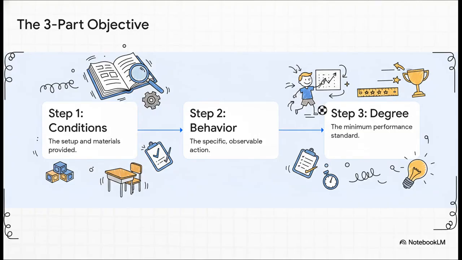So here they are, the 3 main ingredients. First, you have the conditions. That's basically your setup. Second, you have the behavior. That's the specific, observable action you want to see. And third, you've got the degree. That's your standard for success. So, one more time, conditions, behavior, degree. Let's break each of those down.